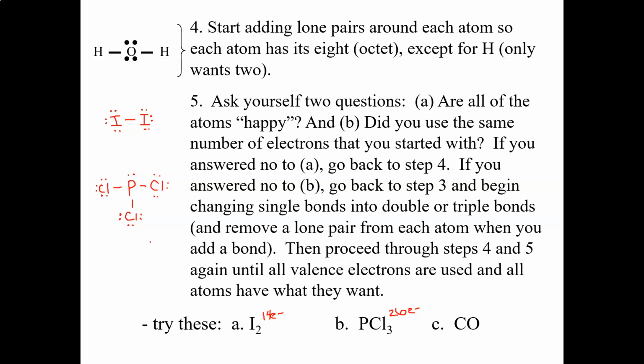Okay. So you looked up carbon. Carbon's in group 14, so it has 4. Oxygen's in group 16, so it has 6. 4 plus 6 is 10. So we're starting with 10 valence electrons.